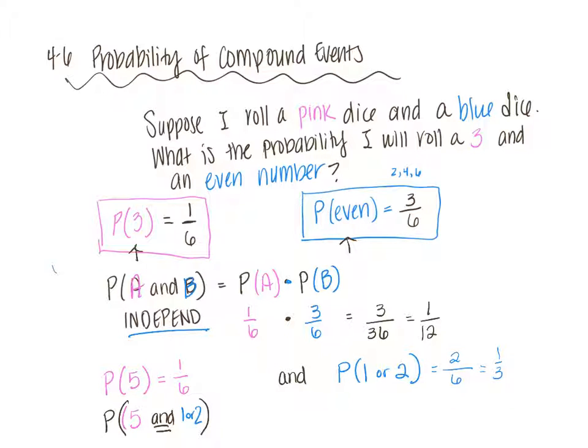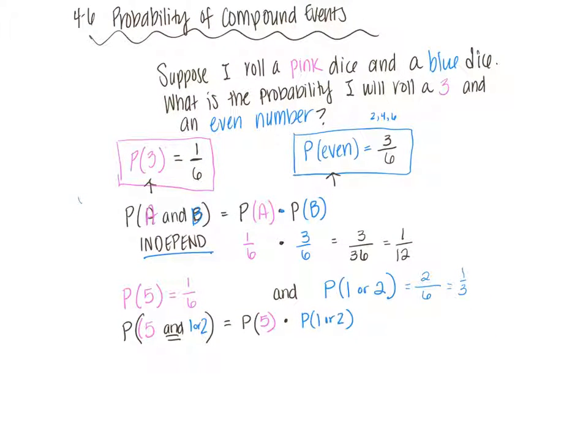And these are independent events. I'm going to take the probability of a 5, and I'm going to multiply that by the probability of my 1 or 2. What do you got? Good. Hopefully you got 1/6, and you multiplied that by 1/3, and you got 1/18. That's a really low probability, guys. I have a 1 in 18 shot of actually rolling a 1 or a 2 and a 5 together.